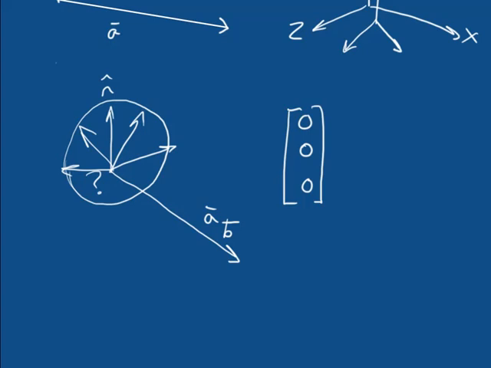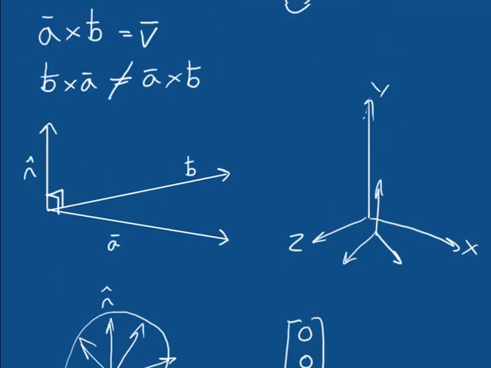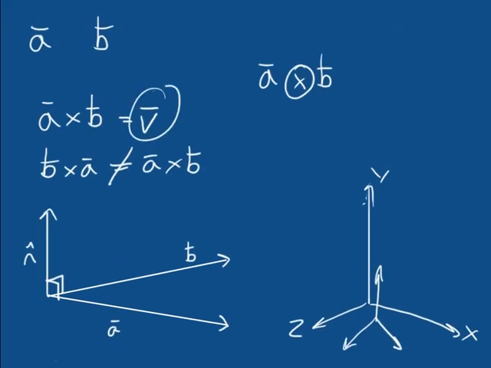Alright, so now that we've discussed in detail the direction of the cross product vector v, this vector that we get as a result of crossing A with B, let's now talk about the length of v. Well, the length of v is not necessarily a unit vector.